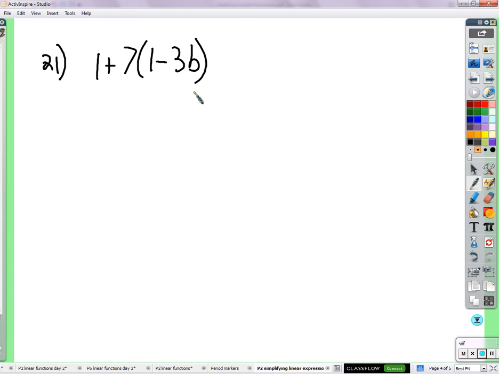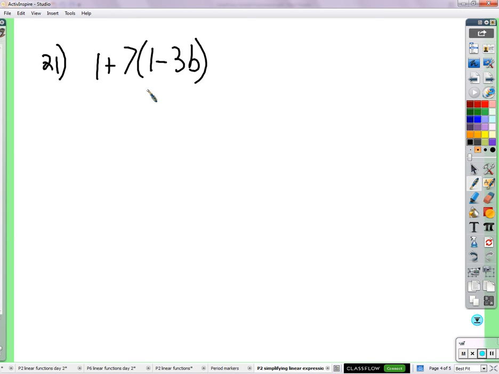But then we learned about, or reminded ourselves about, what we could do with expressions, even though it looks like these can't go together because they're not like terms, right? They're different things. I can't add the 1 to the 7 because the 7 is supposed to be multiplied by the answer inside the parentheses first, right? So, what do we do about it, Sean? I use the distributive property.